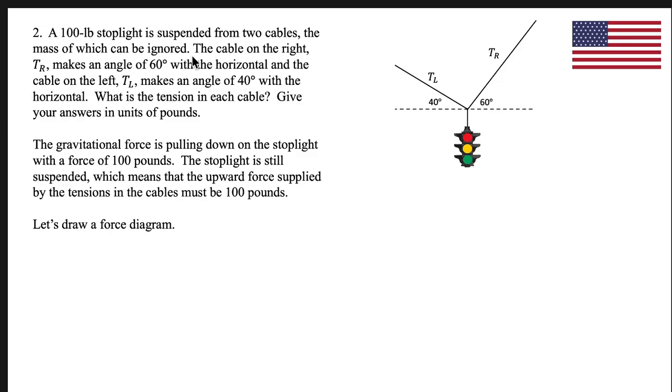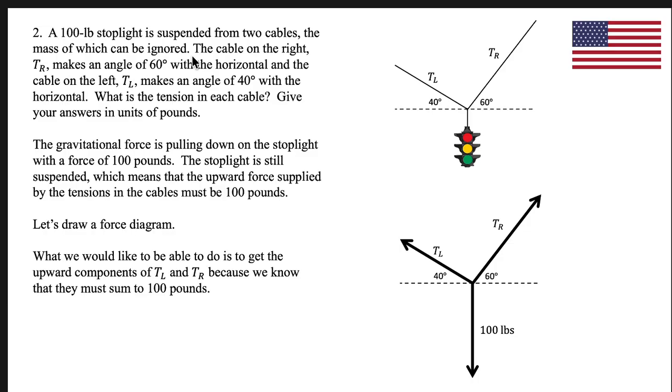So let's draw a force diagram. Those are the forces. Gravitational force down, two tensions at some angle. What we'd like to be able to do is get the upward components, because we know those add to 100. TL plus TR isn't anything. The vertical components must add to 100 pounds.